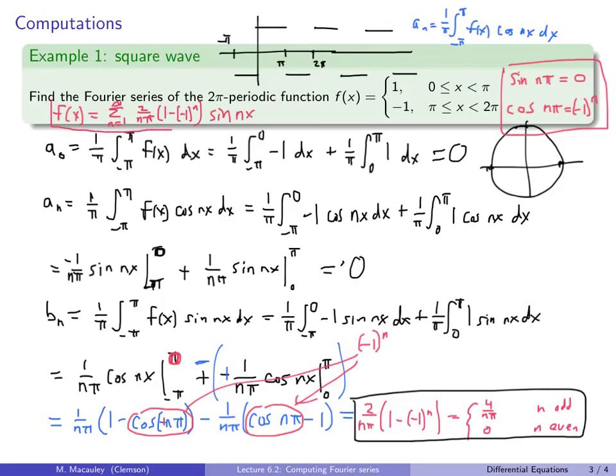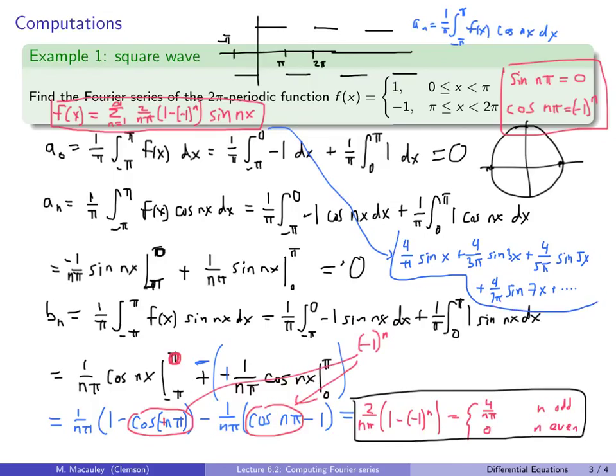This function is a square wave. And this function, let me write it out a different way. Write out what this function is term by term using these terms. So that means that this function is a sum of sine waves where all of the n are odd. So this is 4 over pi sine of x plus 4 over 3 pi sine of 3x plus 4 over 5 pi sine of 5x plus 4 over 7 pi sine of 7x. It's just an infinite series. This series converges to this square wave. And that's a remarkable fact.